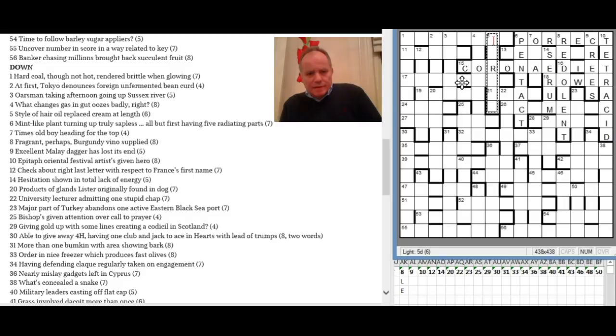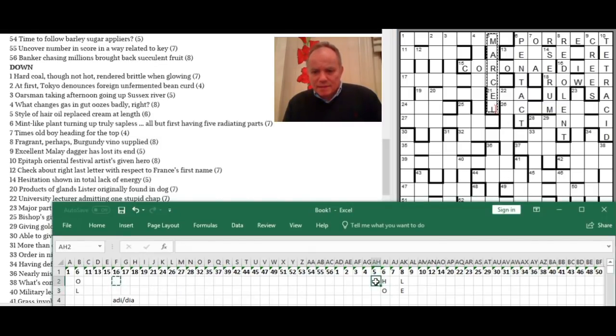Style of hair, that'll be the definition. Oil replaced cream at length. Length can be L. Okay, Marcel. If you have Marcel hair, and I think I just saw that recently, that is with hair oil applied. So Marcel must be a style of hair oil. Although, replaced is a very odd anagram indicator. Maybe it should be laced. That's quite odd itself. I think maybe REP is the extra letters there. I'm going to write it down there, but I'm not sure about that at all.